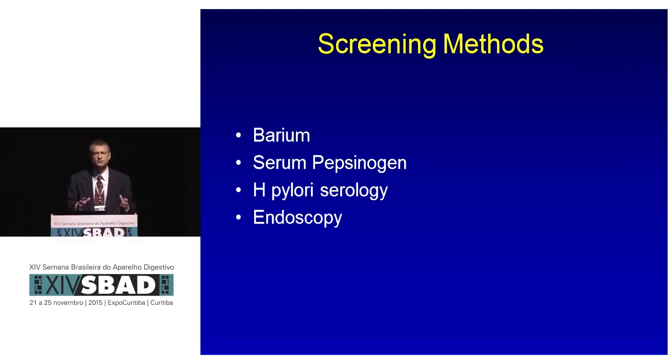And in general, there are four types of screening methods: barium, serum pepsinogen, Helicobacter pylori serology, and endoscopy. Since this is an endoscopy course, I'm going to focus on the endoscopy part because, after all, that is the most effective way to screen.